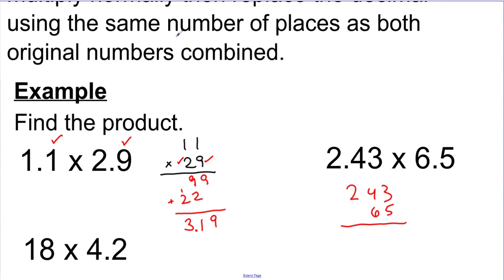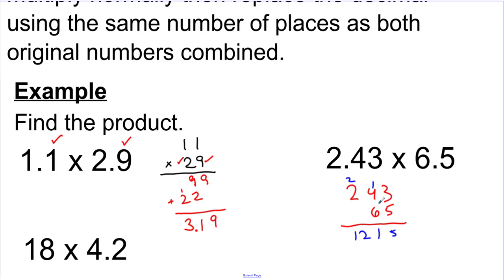Let me change color. So I'm going to say 5 times 3, 15. So that's 5 down, 1 up. 5 times 4 is 20 plus 1, 21. 1 down, 2 up. 5 times 2 is 10 plus 2 more. That's 12. Okay? And so I'm going to change color again just so we can keep track.